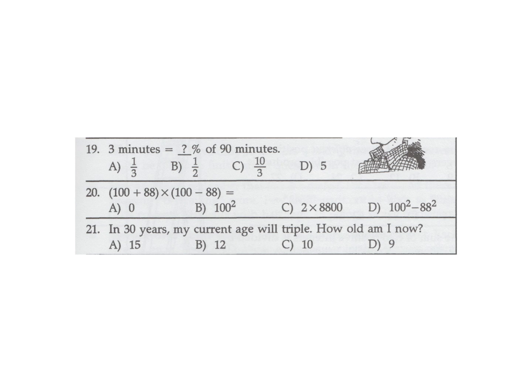3 minutes equals what percentage of 90 minutes? So 3 over 90 is what percentage? 1 over 30, and that is like 3.33. So of these, the one that's equivalent to 3.33 is 10 over 3, and therefore 19 is C.